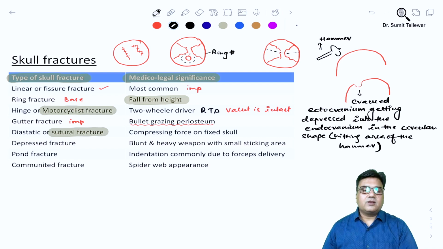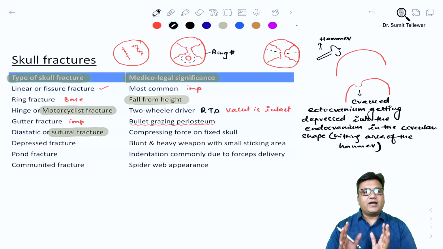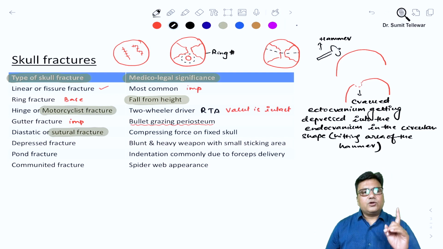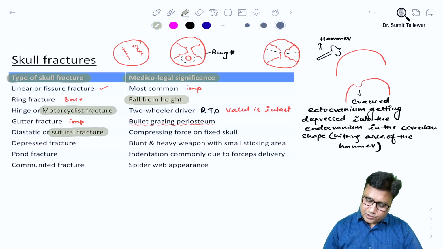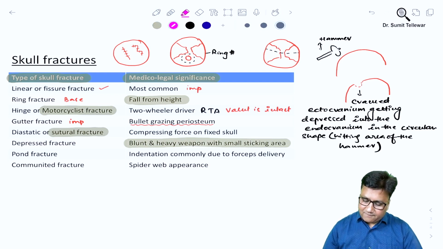The shape is the hitting circumference or surface of that blunt weapon which is hitting the skull, and this is called a depressed fracture. Medicolegal significance: it can tell us the kind of weapon that may have been involved in causing injury to the skull. So remember, for a depressed fracture, we need to remember blunt and heavy weapon with small striking area. Again, a very important thing to remember.